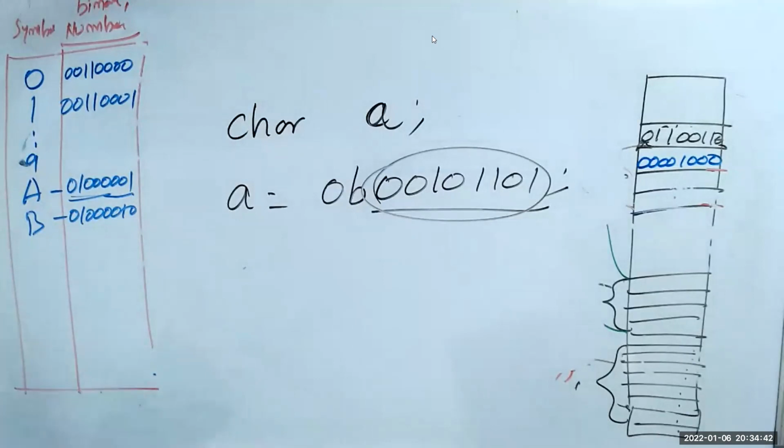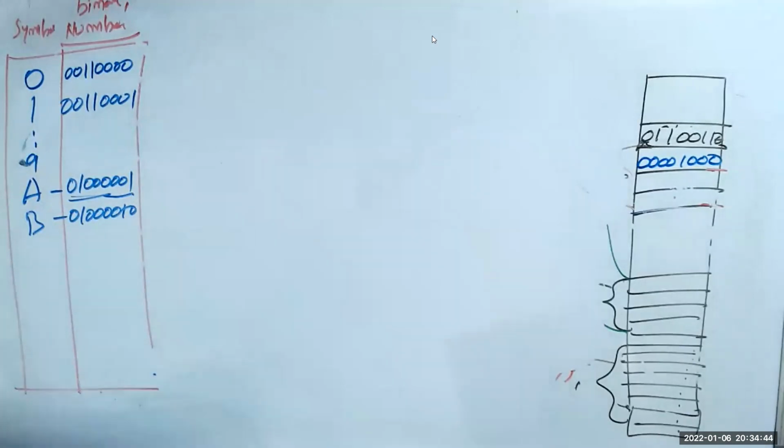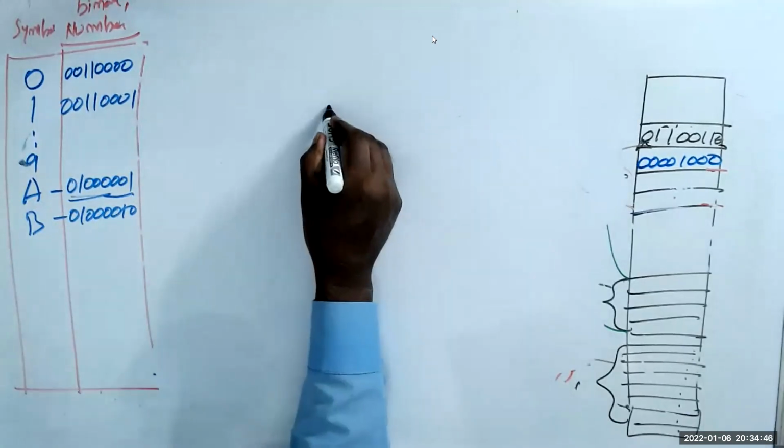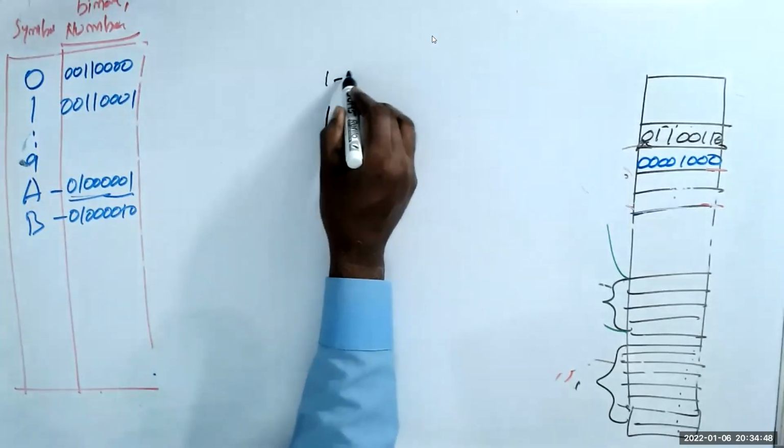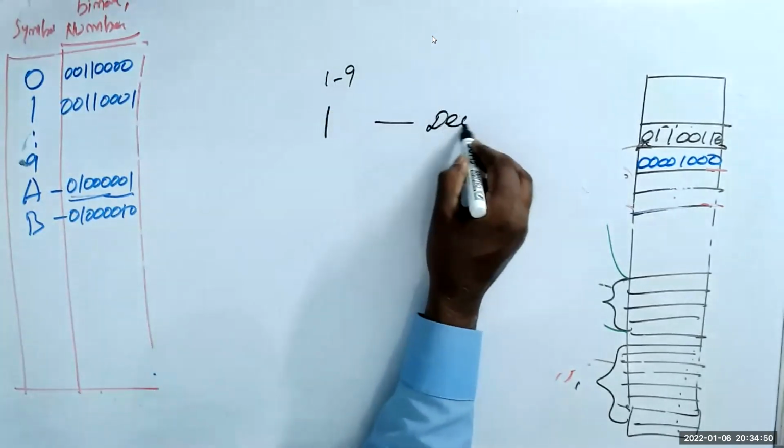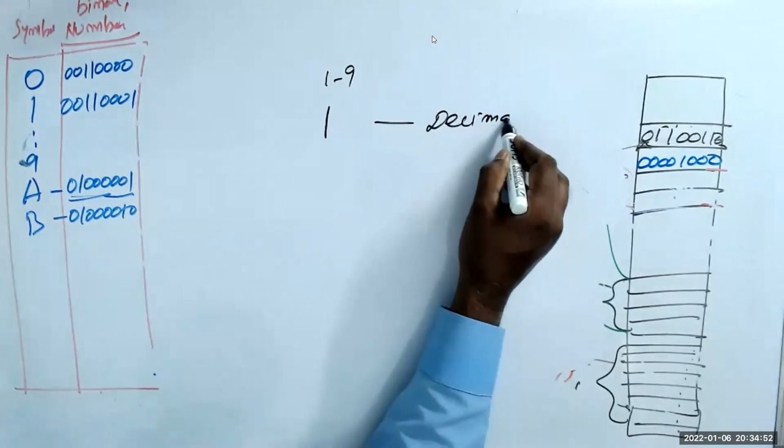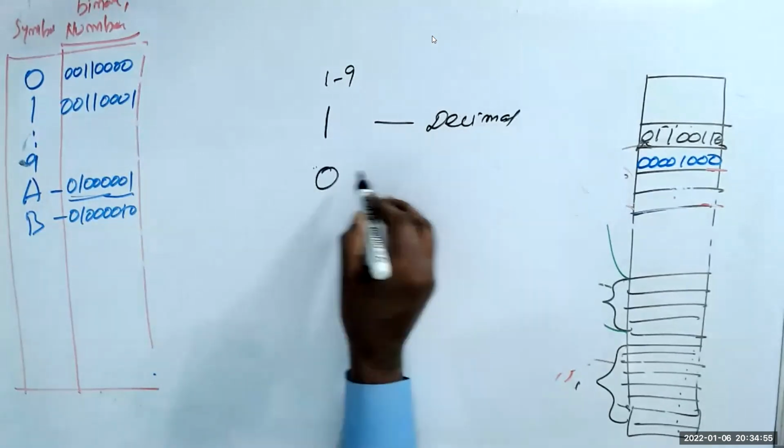So there are five possibilities. One is starting with any number between 1 to 9, that is decimal. Then the other one, starting with 0, is octal.